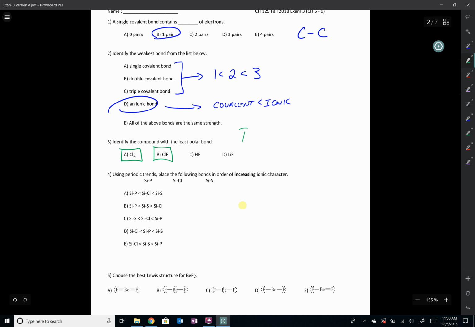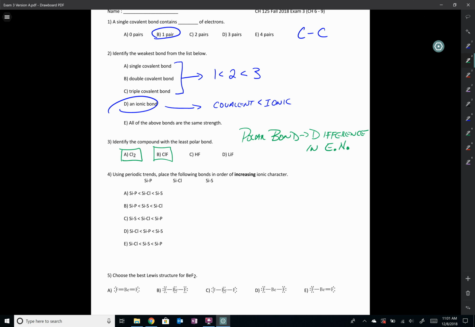For a polar bond, there is a difference in electronegativity. And this is what we talked about in class with atoms playing tug of war with each other. When two atoms are bound together, they're going to play tug of war for the electrons that they use to make that bond. And whichever one wins the tug of war is going to have a partial negative, and the other one's going to have a partial positive charge.